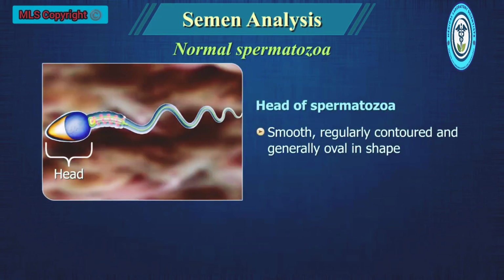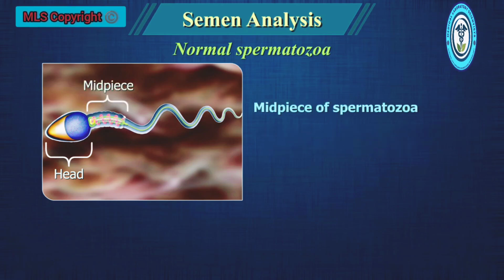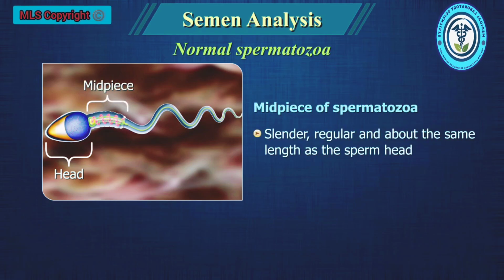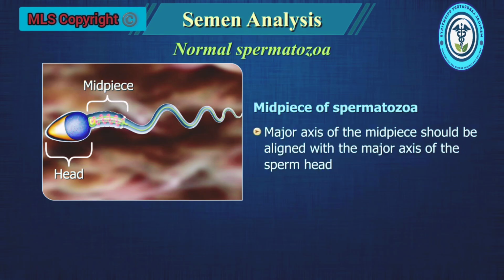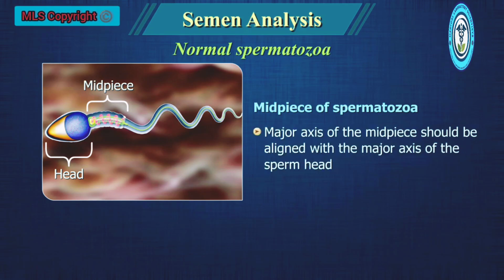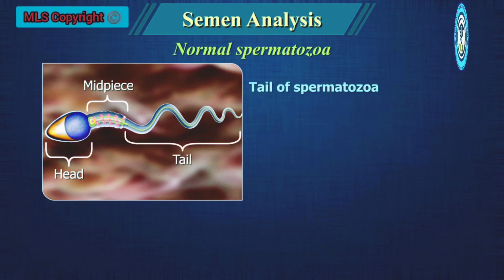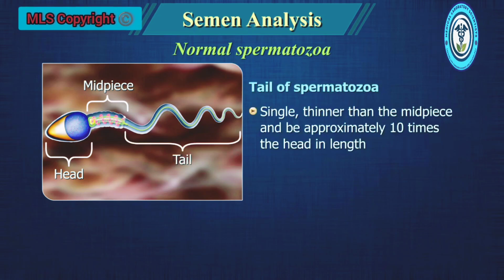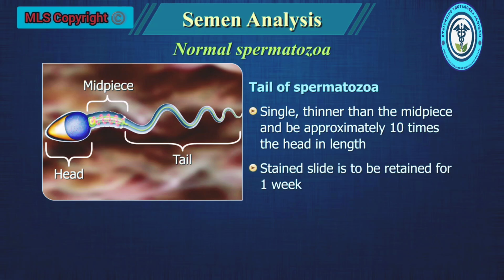The head is smooth, regularly contoured, and generally oval in shape. The mid-piece should be slender, regular, and about the same length as the sperm head. The major axis of the midpiece should be aligned with the major axis of the sperm head. The tail should be single, thinner than the midpiece, and approximately 10 times the head in length. The stained slide should be retained for 1 week.